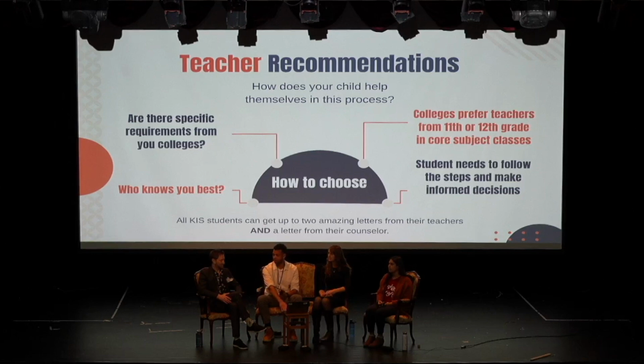Anything to add? I think one of the questions that comes up a lot when I'm talking to students is they feel like there's maybe a teacher that knows them best, but they only have a B+ in that class, and shouldn't they ask the teacher where they're getting the A? My response to them is always that the university is going to see the grade that you're getting in the class. They're going to know how you're doing from that academic standpoint.